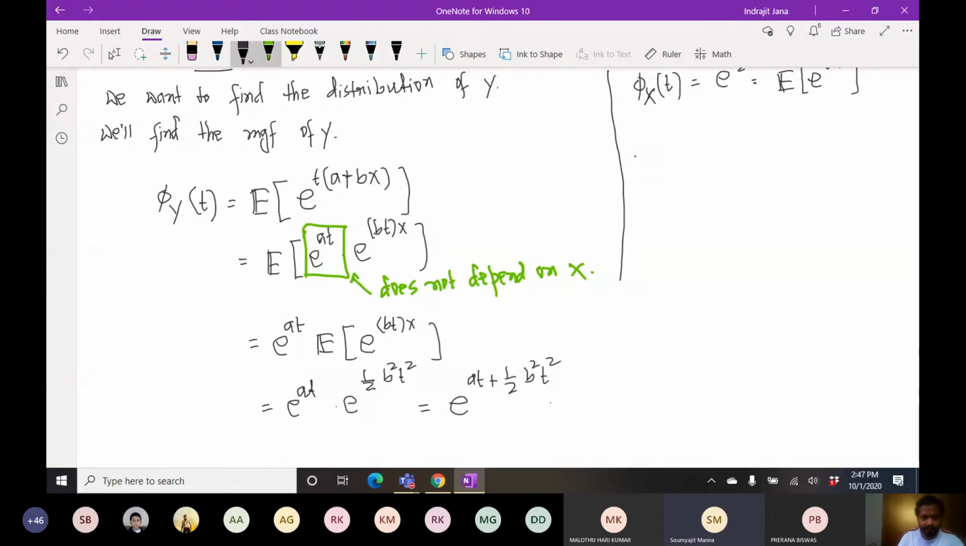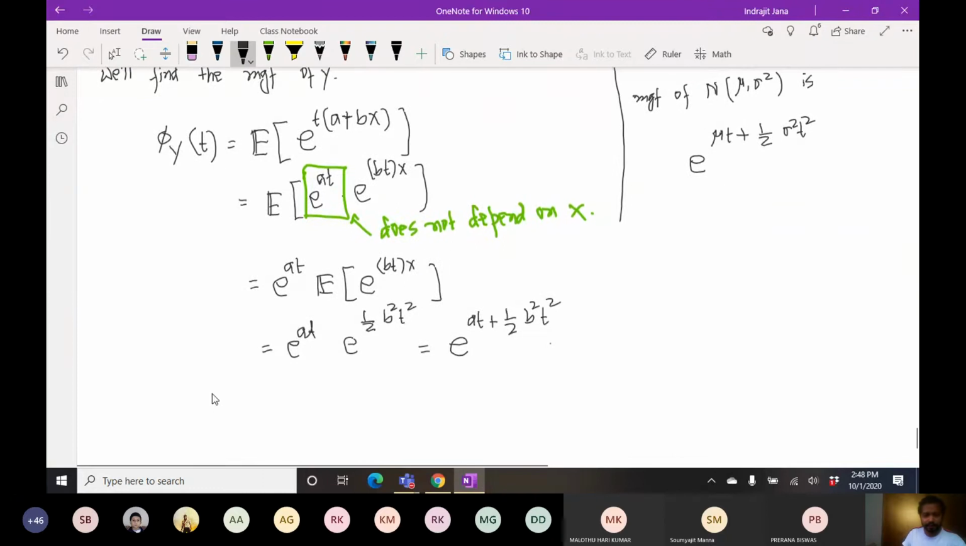If I write that down, the MGF of normal mu sigma square is e to the power mu t plus 1/2 sigma square t square. And if you compare that, it looks exactly like that. It would be at plus 1/2 b square t square. So essentially, this would imply that this y follows a normal distribution a, b square.